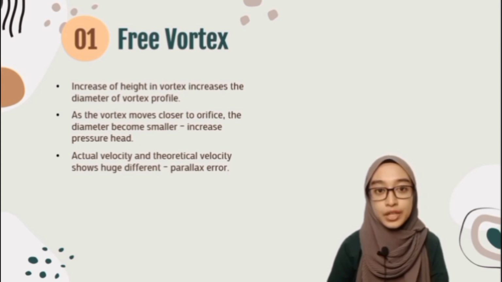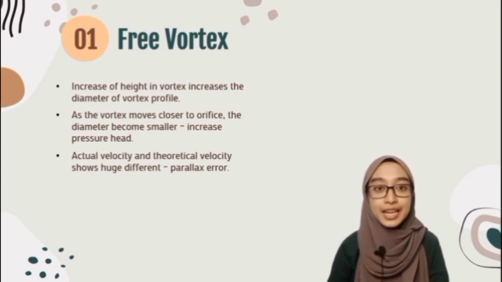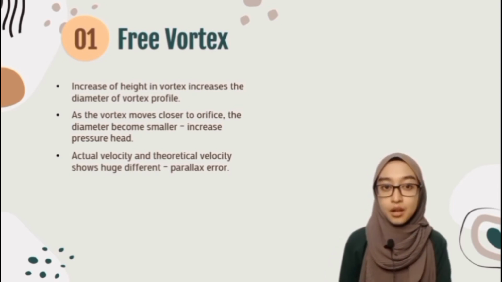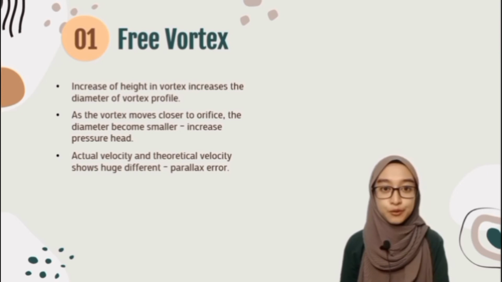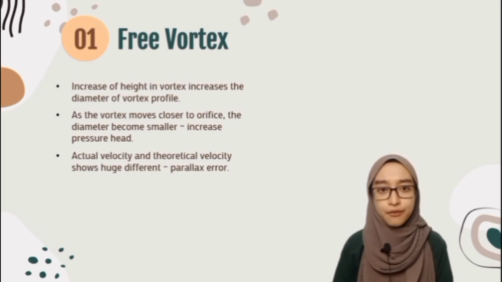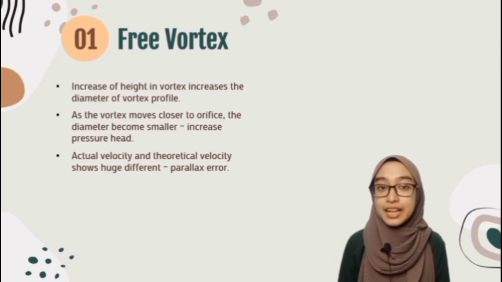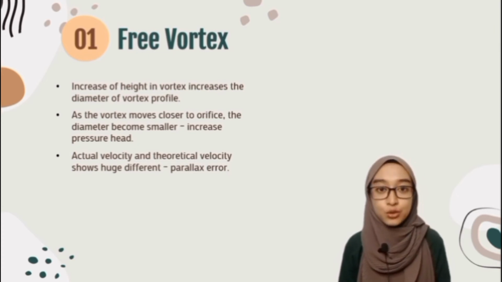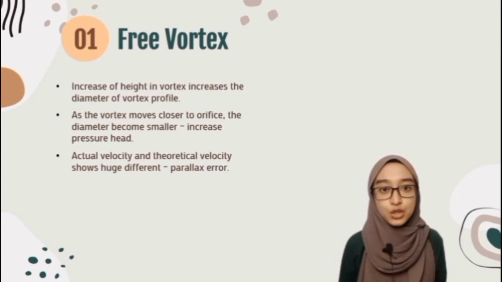This can be proven from the graph of pressure head against 1 over r squared for all three diameters, which clearly shows the same trend for all three diameters. From the graphs, gradient can be obtained from the equation of trend line. This provides more information for us to calculate the theoretical velocity of vortex. However, as the theoretical velocity has been calculated, the value shows a huge difference with the actual reading.